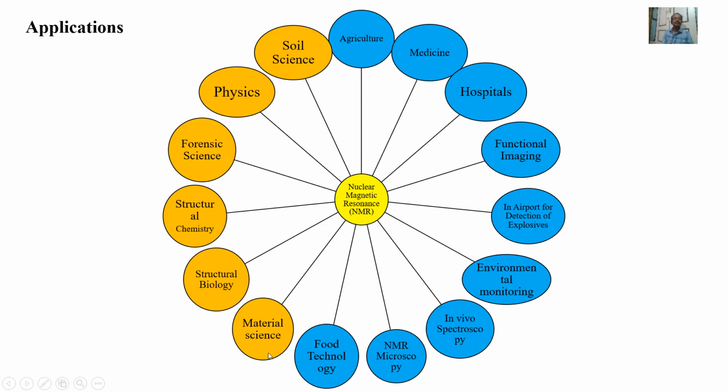So there are a lot of applications for MRI scanning, right from agriculture, medicine, hospitals, functional imaging, in airports for detection of explosives, environmental monitoring, then in vivo spectroscopy, NMR microscopy, food technology, material science, structural biology, structural chemistry, forensic science, physics and soil sciences.